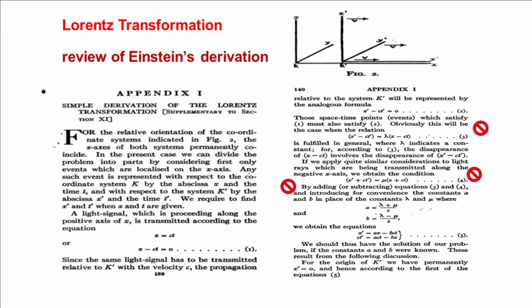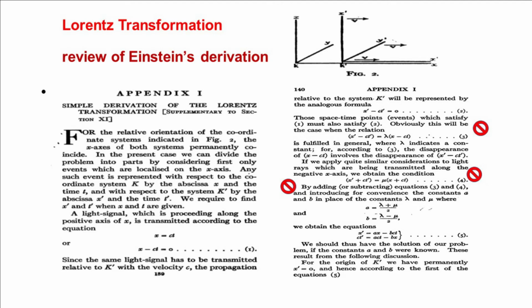Appendix 1. Simple derivation of the Lorentz transformation, supplementary to section 11. For the relative orientation of the coordinate systems indicated in figure 2, the x-axes of both systems permanently coincide. In the present case, we can divide the problem into parts by considering first only events which are localized on the x-axis. Any such event is represented with respect to the coordinate system K by the abscissa x and the time t, and with respect to the system K prime by the abscissa x prime and the time t prime. We require to find x prime and t prime when x and t are given.